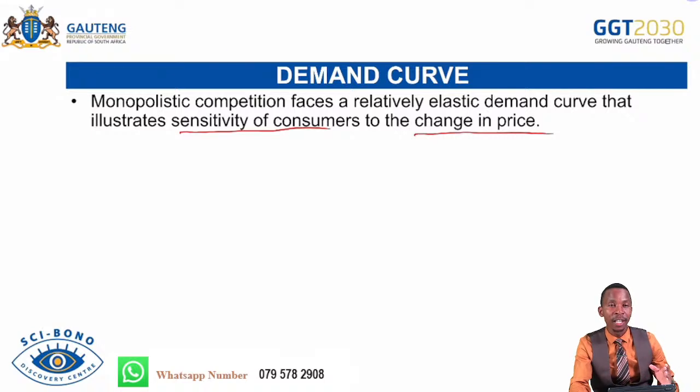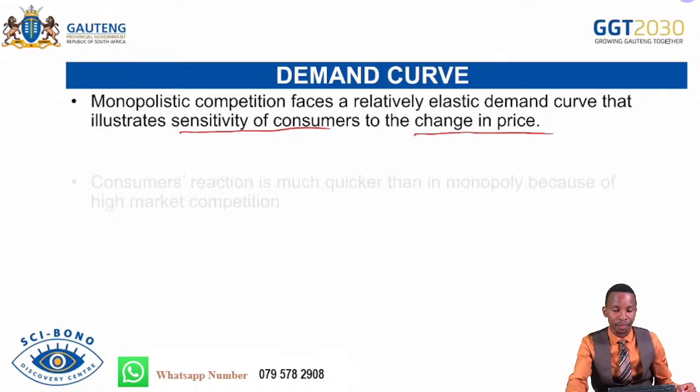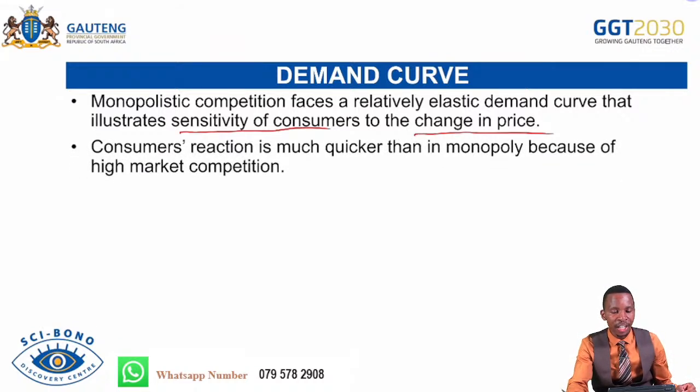If the price is increasing, consumers will always demand less from that particular firm and demand more from other firms that are still selling at the lower cost. That is simply due to the demand curve being relatively elastic, because consumers are very sensitive to the price change. Consumers' reaction is much quicker than in monopoly because of high market competition. So under monopolistic competition, it's unlike in the monopoly.